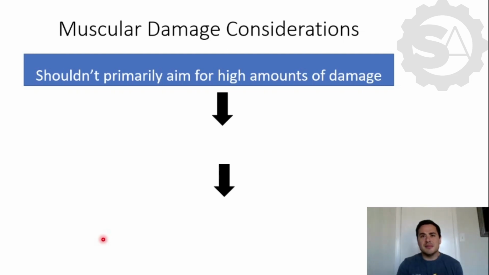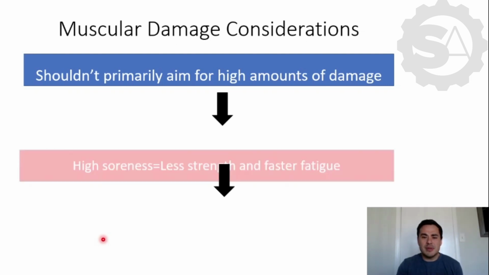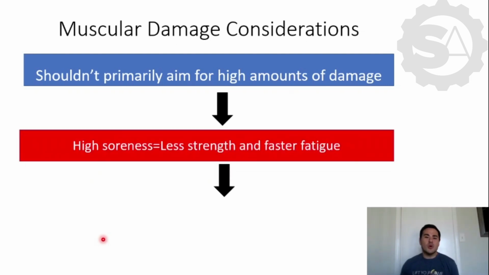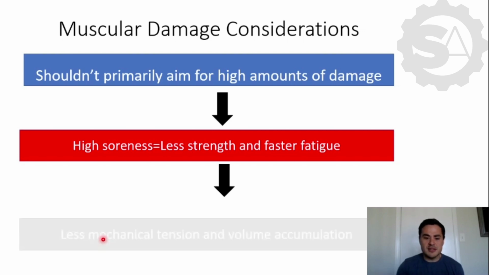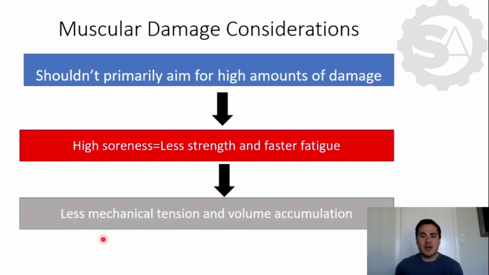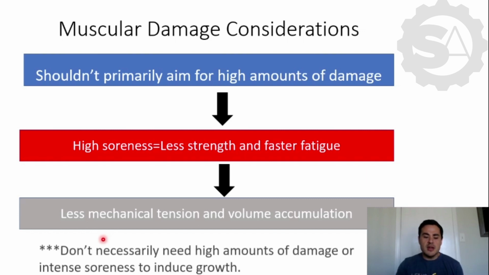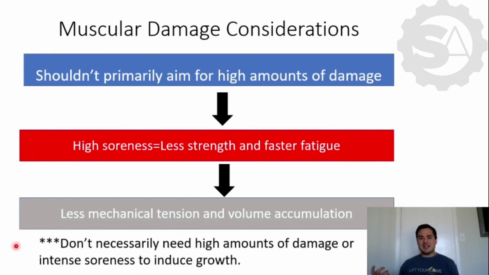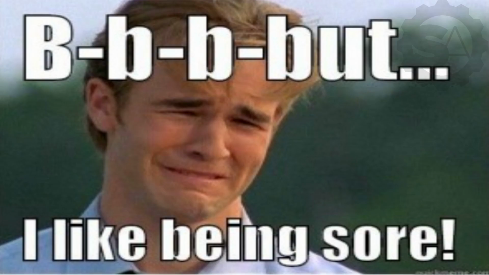Because we know that having a lot of damage can be pretty tough on our training, right? High soreness essentially is going to mean less strength, and it's going to mean faster fatigue, right? We're not going to be able to go as long, accumulate as many reps, or as much weight. So what's that mean? Well, essentially we're going to have less mechanical tension and overall volume accumulation, which again, these two things are going to be big drivers for muscular growth. So again, we shouldn't necessarily think about trying to inflict a bunch of damage on our muscles, because it can impact our training down the road.